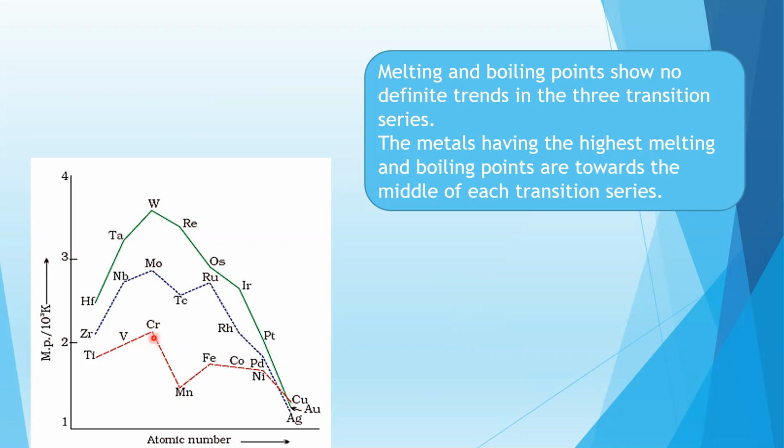You can see here chromium is having the highest melting or boiling point for the first one. Second is molybdenum, and in the third series is tungsten. W stands for tungsten, which is having the highest melting or boiling point in the given series. Whereas you can see gold, silver, and copper are just nearby to each other.